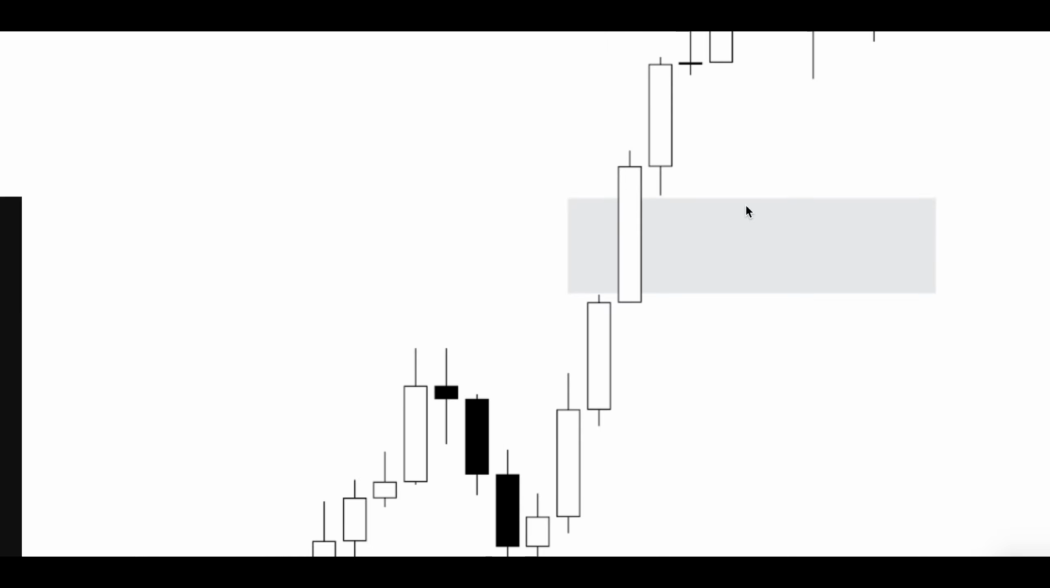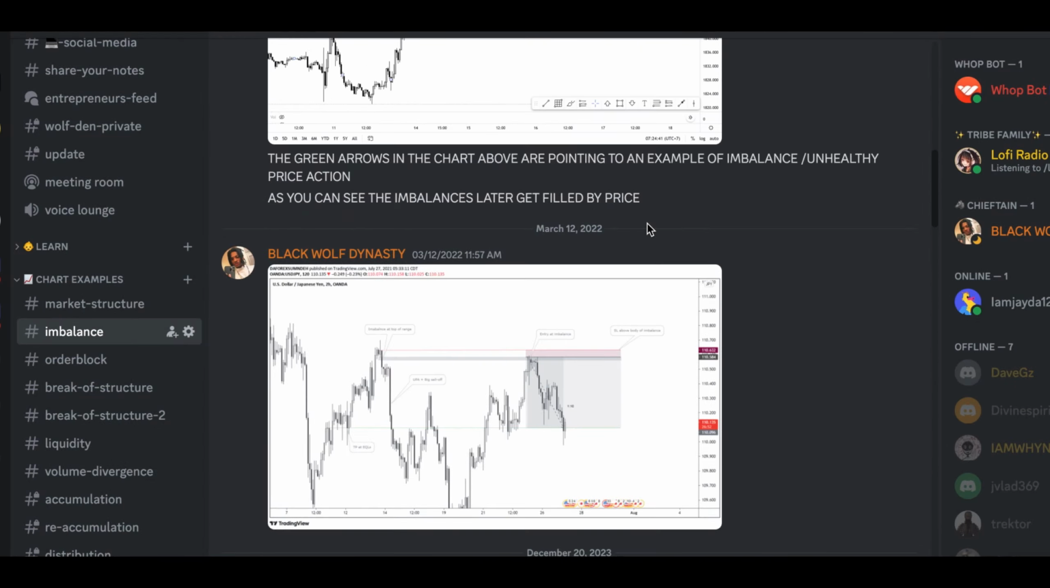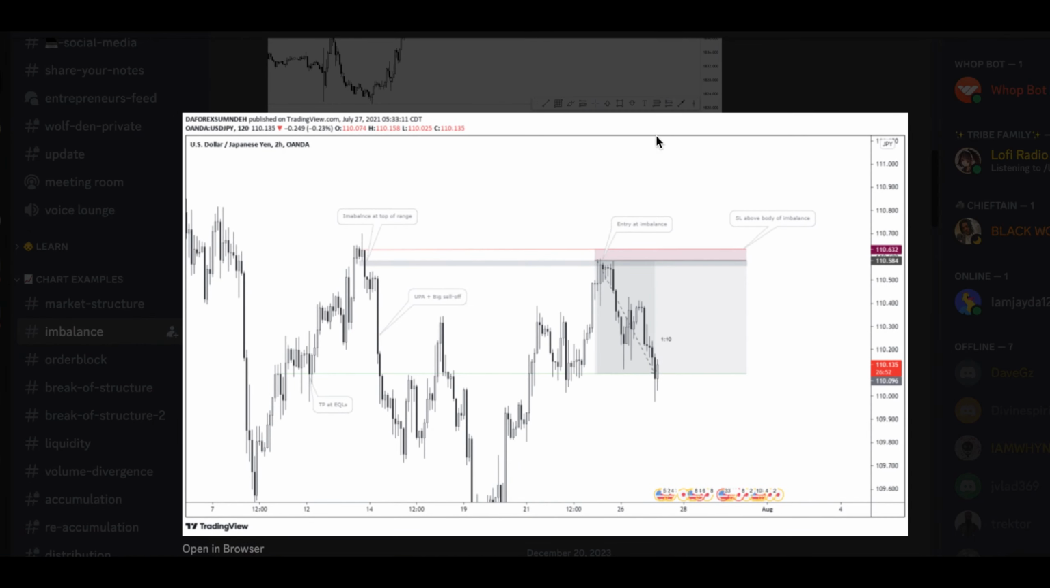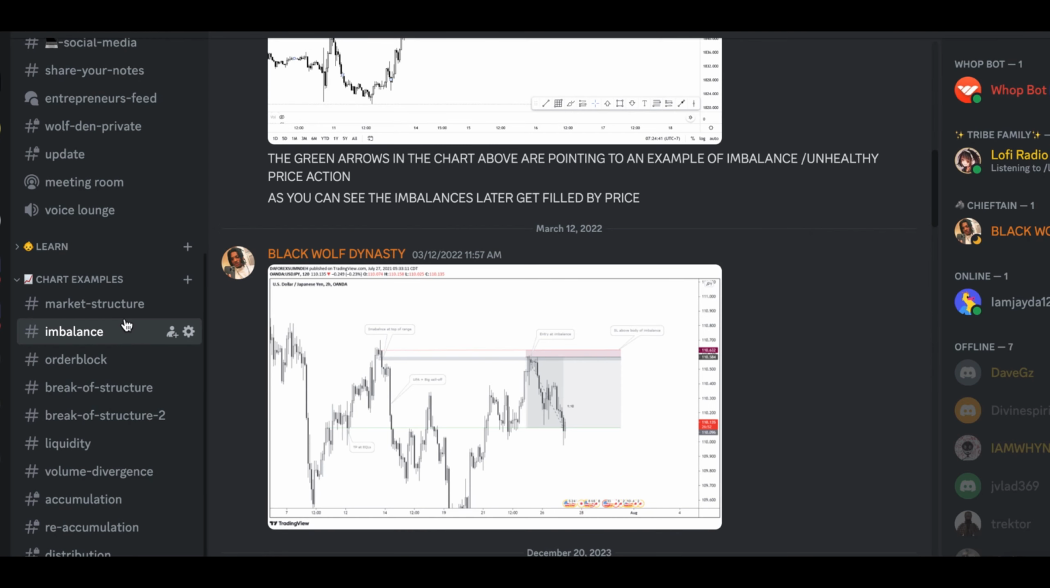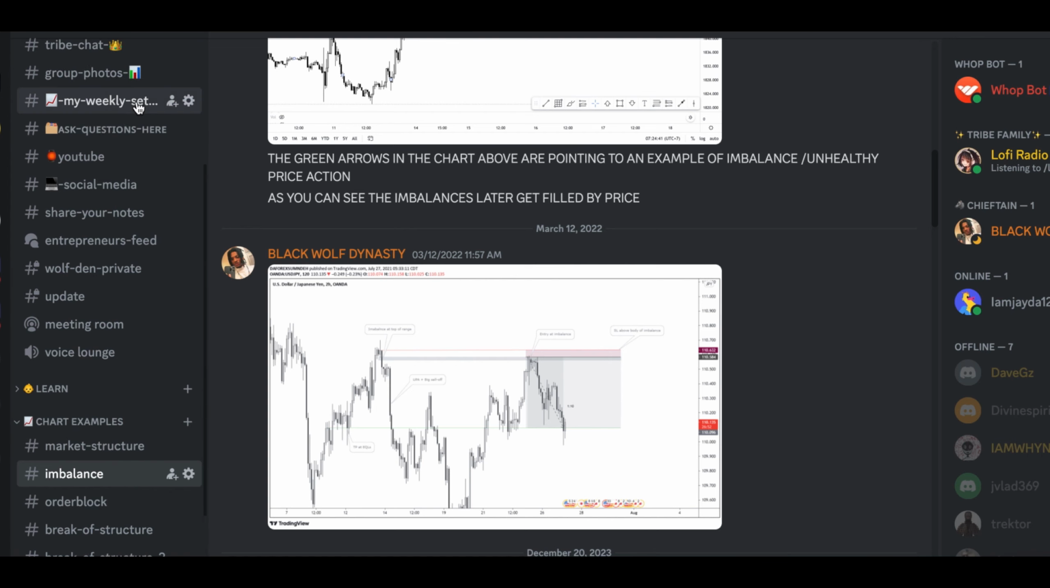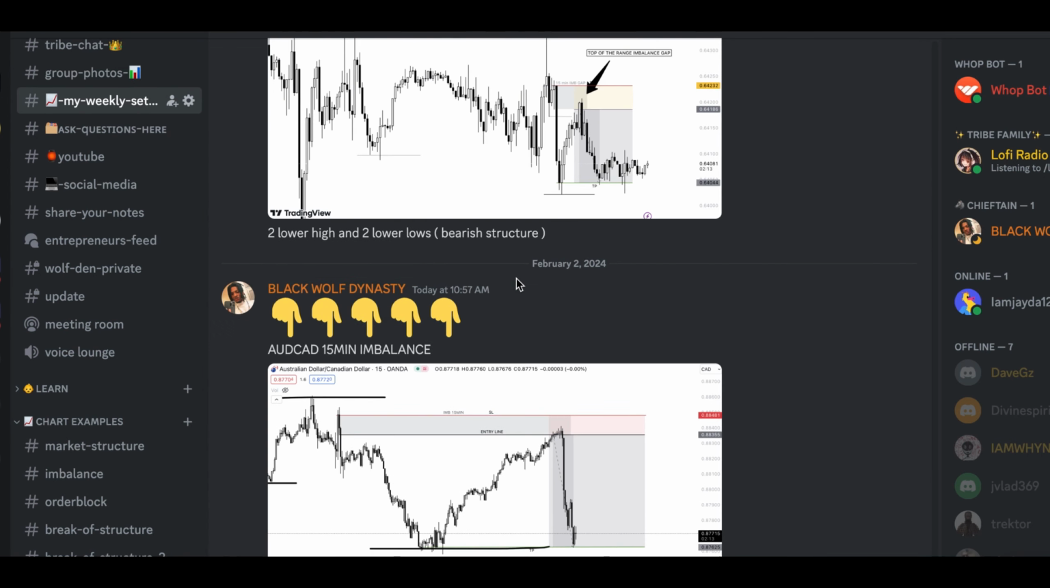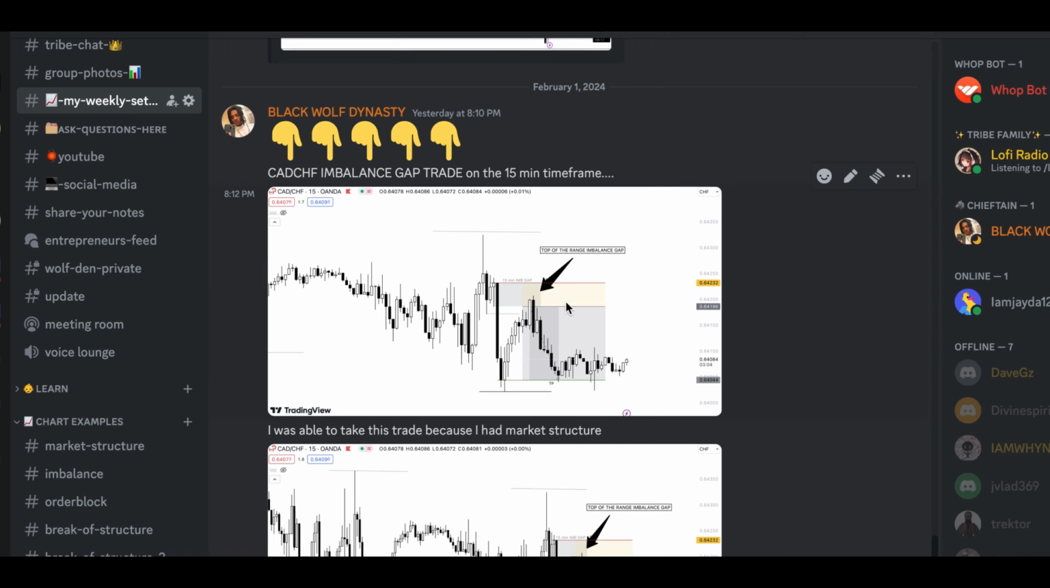So yeah, in the Discord I have tons of examples of imbalances, gaps, things like that, and rules to the imbalances and gaps in the chart gallery. You can also go to my daily and weekly setup section, and you can look at all the trades that I take and compare yours with mine.